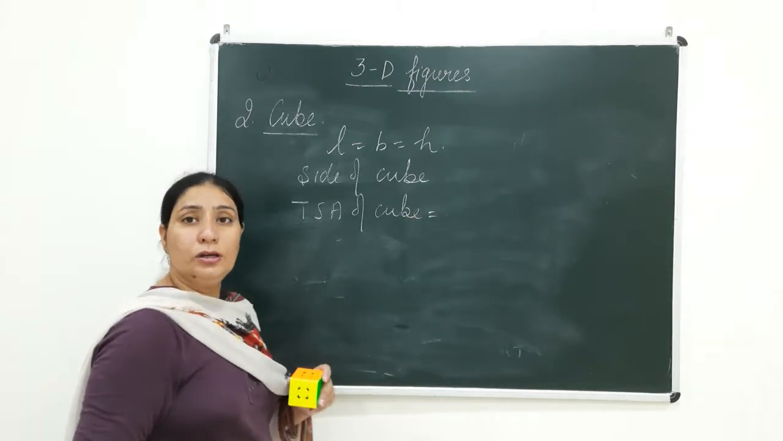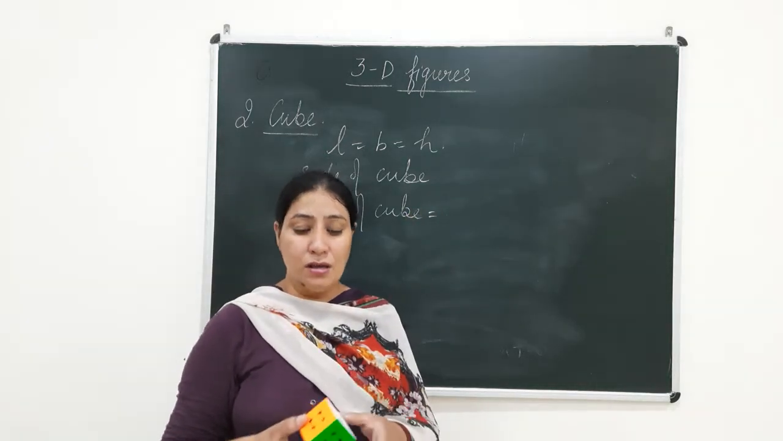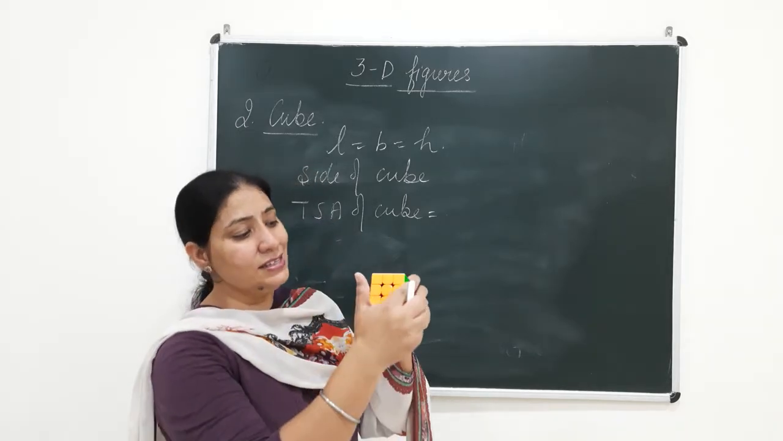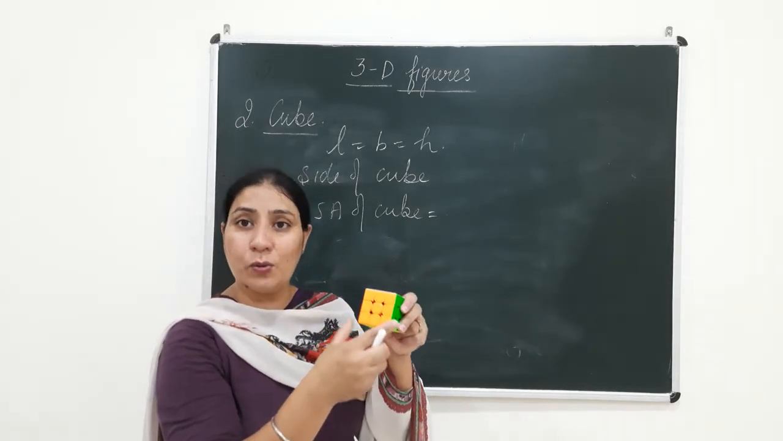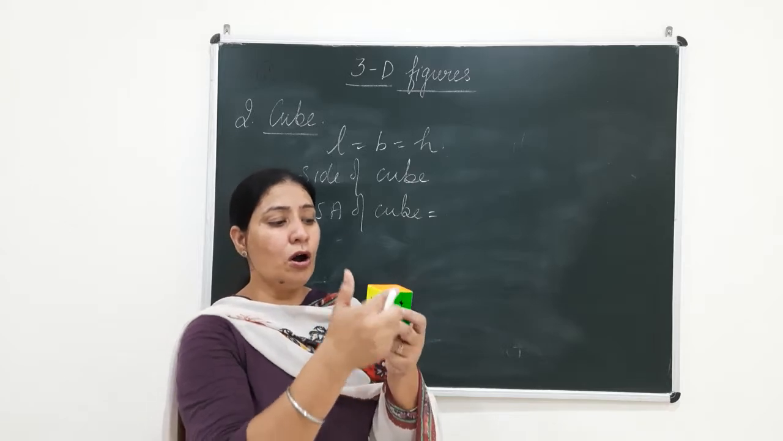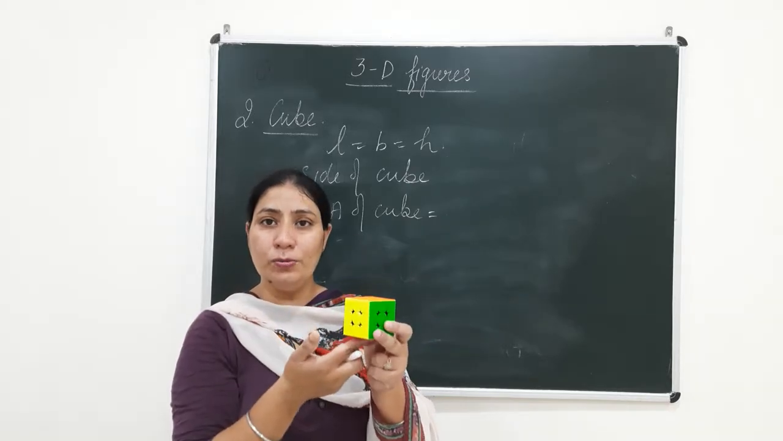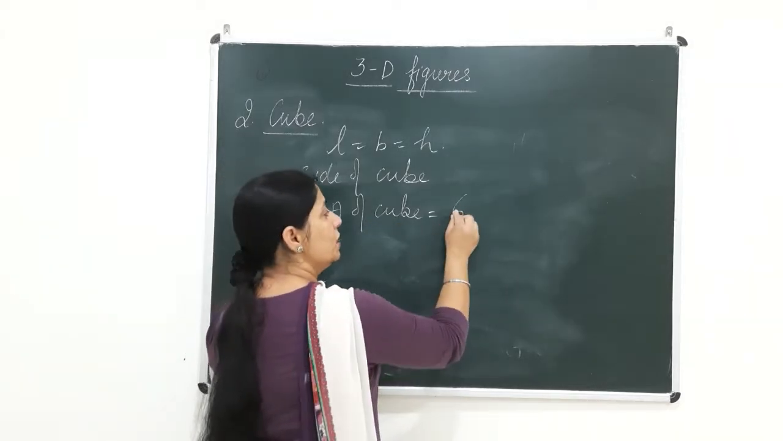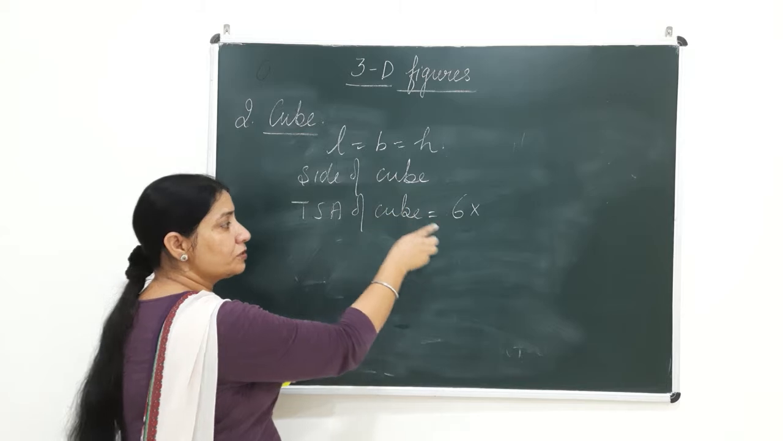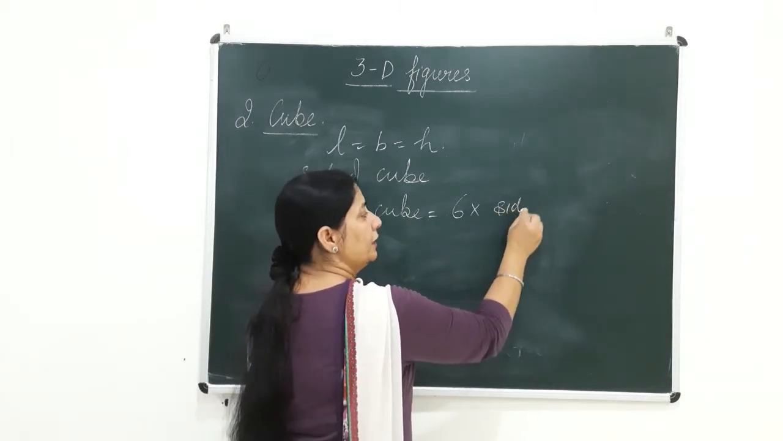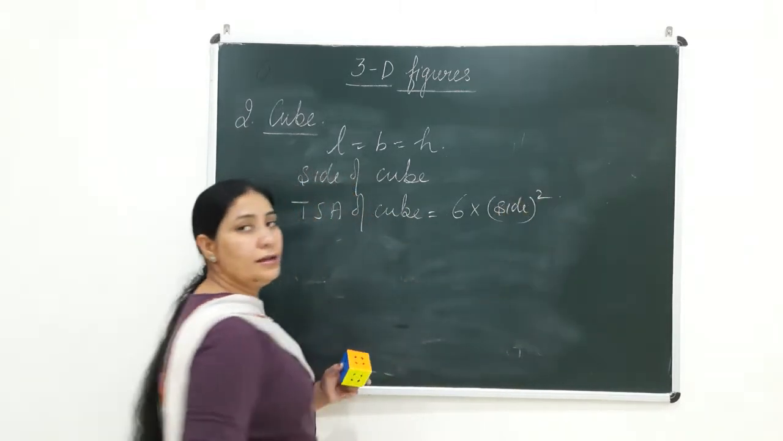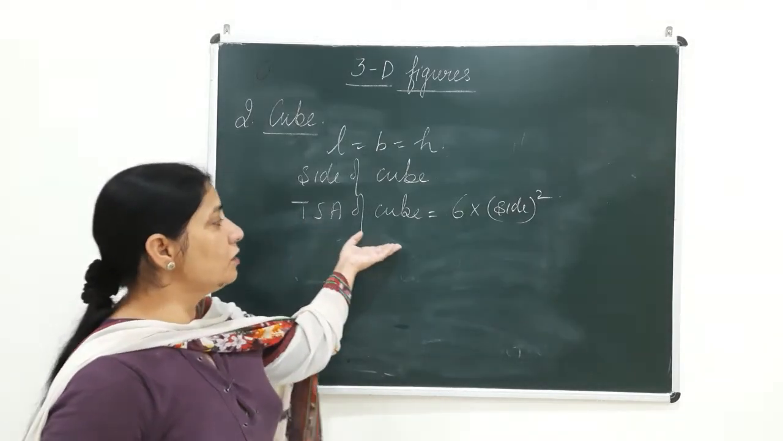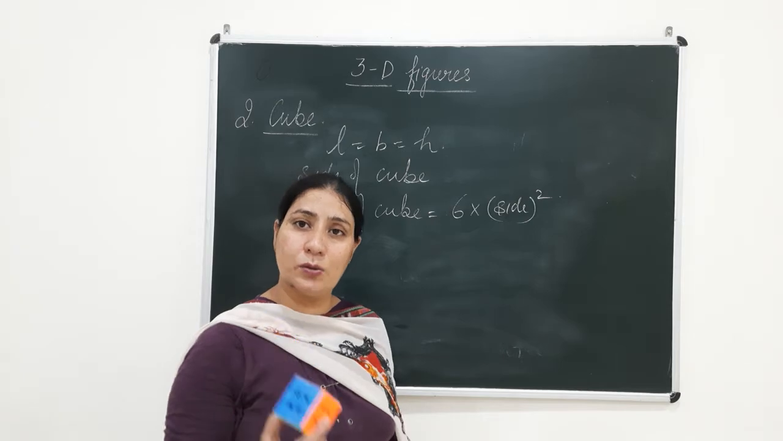Now as I told you, in the cuboid there are 6 different faces. Similarly, if I talk about each face of this cube, you can well see that the shape of the face is a square. That means we have got 6 squares in this cube. So the total surface area of the cube will be equal to 6 multiplied by the area of a square. And we have already done in 2-dimensional figures that the area of the square is equal to side square. So the total surface area of a cube will be equal to 6 side square.